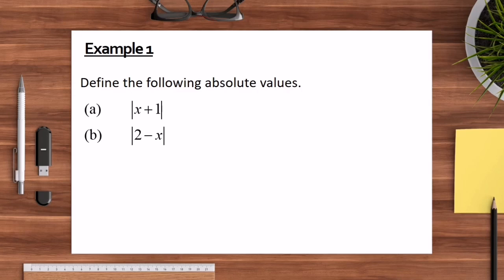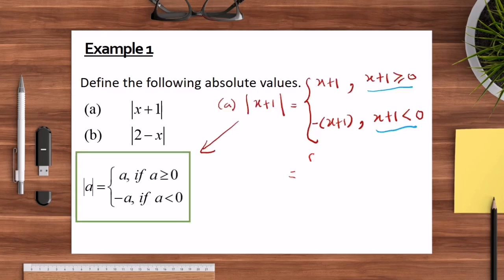Okay. And then seterusnya, kita kena simplify domain yang bahagian belakang. So, jadi ini kita kena jadikan x sebagai subjek. Okay. So, then for x plus 1, we simplify x plus 1 more than or equal to 0. Then we get x more than or equal to negative 1. And then for negative x plus 1, we also simplify. We get negative x minus 1, if x plus 1 is less than 0, we simplify, we get x less than negative 1.